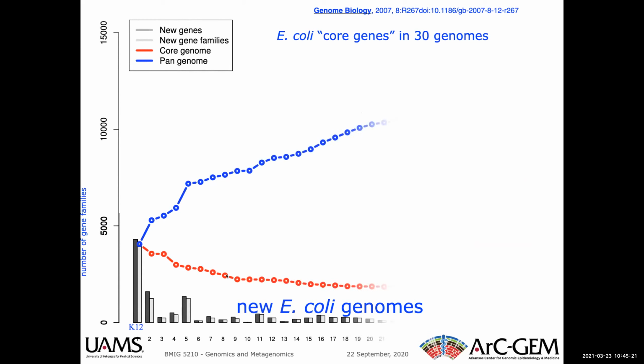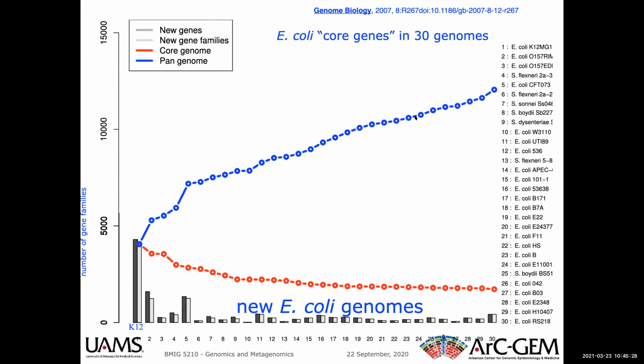So the core goes down and the pan goes up. As you sequence more genomes, the total number of possible gene families goes up. And so here's all the genomes. We have 30 genomes, and you can see the core goes down and the pan goes up. And there's a line that's the core, and then, oh, that's just the reference. Okay, so we wound up with around 1,500 core genes, roughly, out of E. coli.